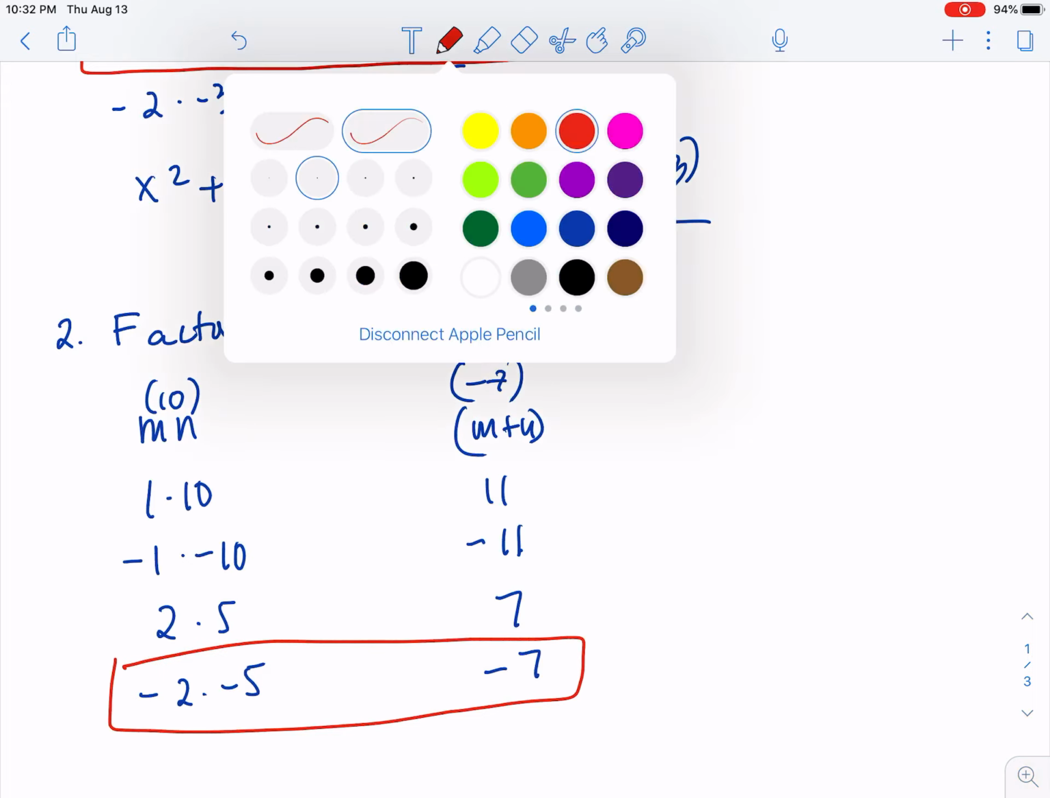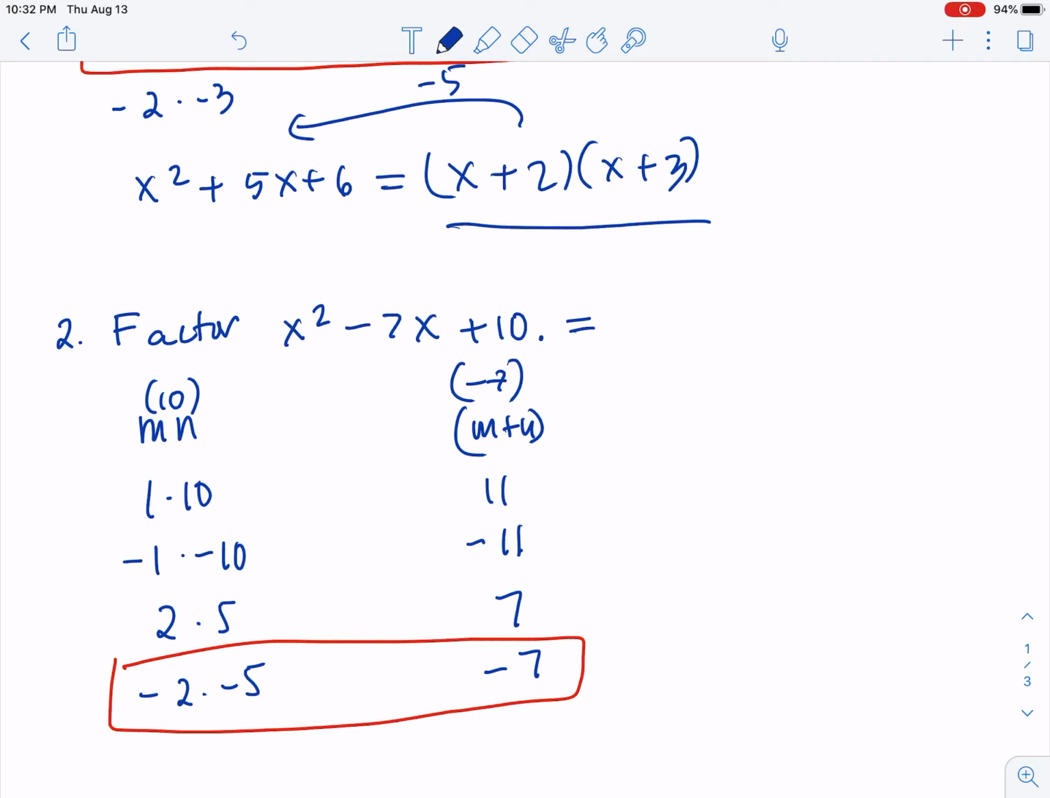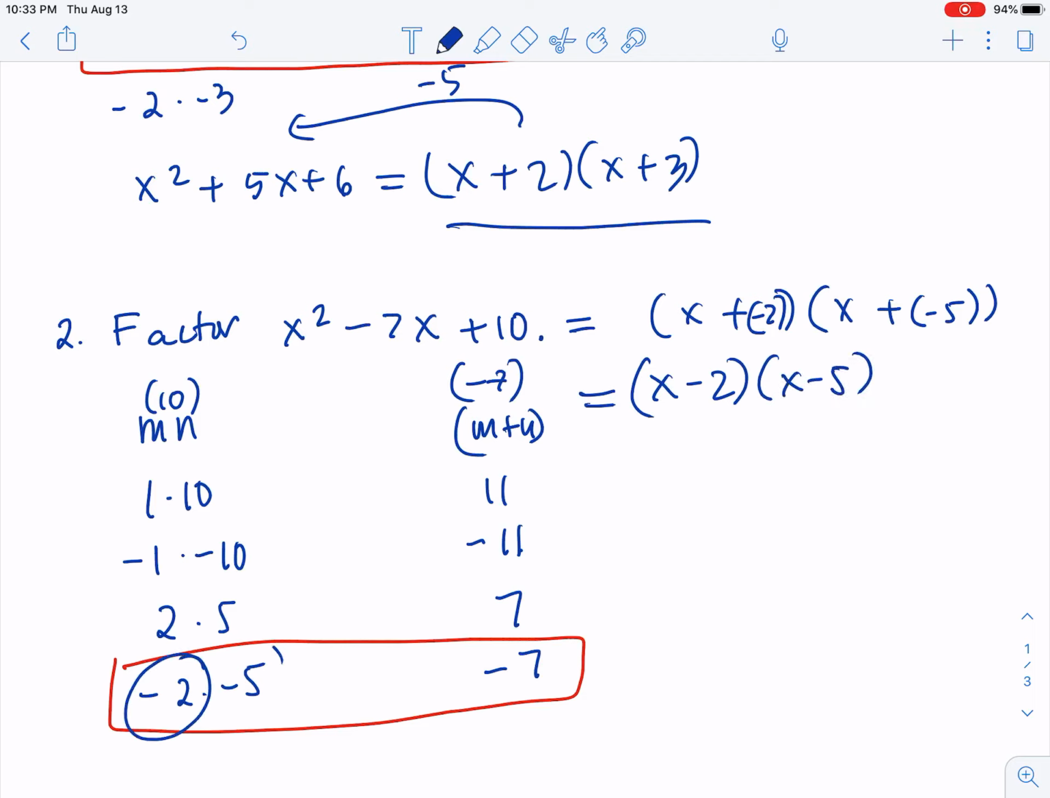Which means that this is equal to x plus, ano yung m natin? X plus negative 2, tsaka x plus negative 5. Which is equal to x minus 2 times x minus 5. Actually, pag nakita nyo na negative, pwede nyo na yan i-minus. X minus, for example, negative 2, so pwede ng x minus 2. And then negative 5, pwede ng x minus 5.